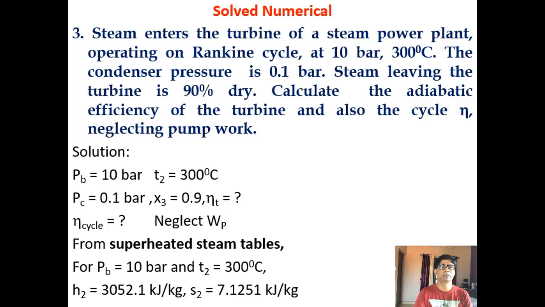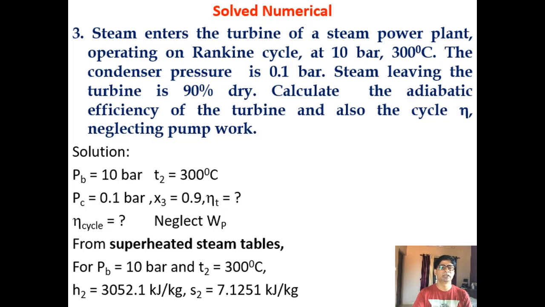Steam enters the turbine of a steam power plant operating on Rankine cycle at 10 bar, 300 degrees Celsius. The condenser pressure is 0.1 bar. Steam leaving the turbine is 90% dry. Calculate the adiabatic efficiency of the turbine and also the cycle efficiency neglecting pump work. So it is a problem on simple Rankine cycle.